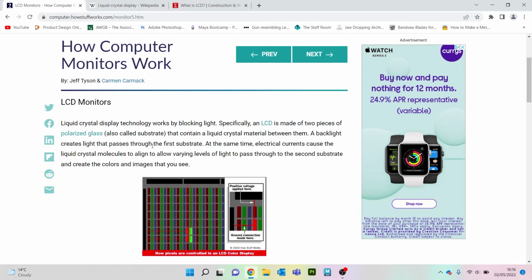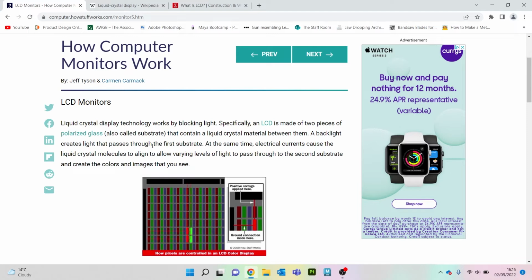Liquid crystal technology basically blocks out certain amounts of light. There are two pieces of polarized glass, called substrates, that contain liquid crystal in the middle. So you've got substrate, a liquid crystal, and then substrate on the other side, and a backlight sends light through it. The liquid crystals don't create light themselves. They just affect how light passes through.